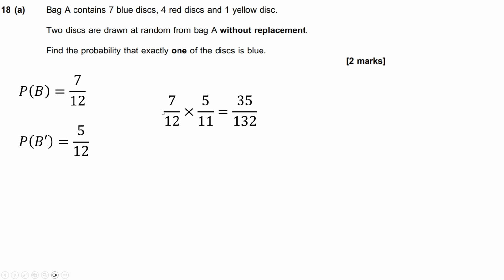But you could also not get blue the first time and then get blue the second time. That's also 35 over 132. If you add these two together, because it's this or that, so you're adding them, you get 35 over 66.